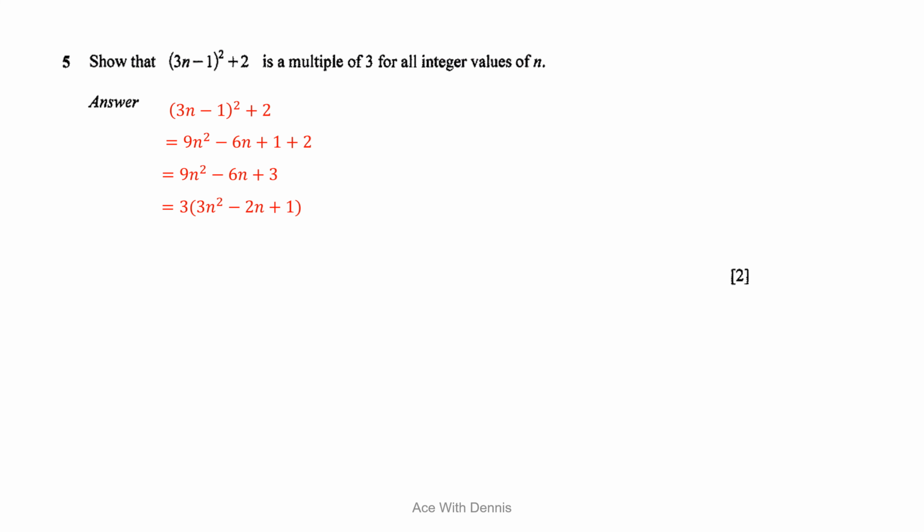Then we can factorize 3, which we get 3(3n squared minus 2n plus 1). From here, we can see that there is a factor of 3 in this expression. Hence, this shows the expression is a multiple of 3 for all integer values of n, shown.